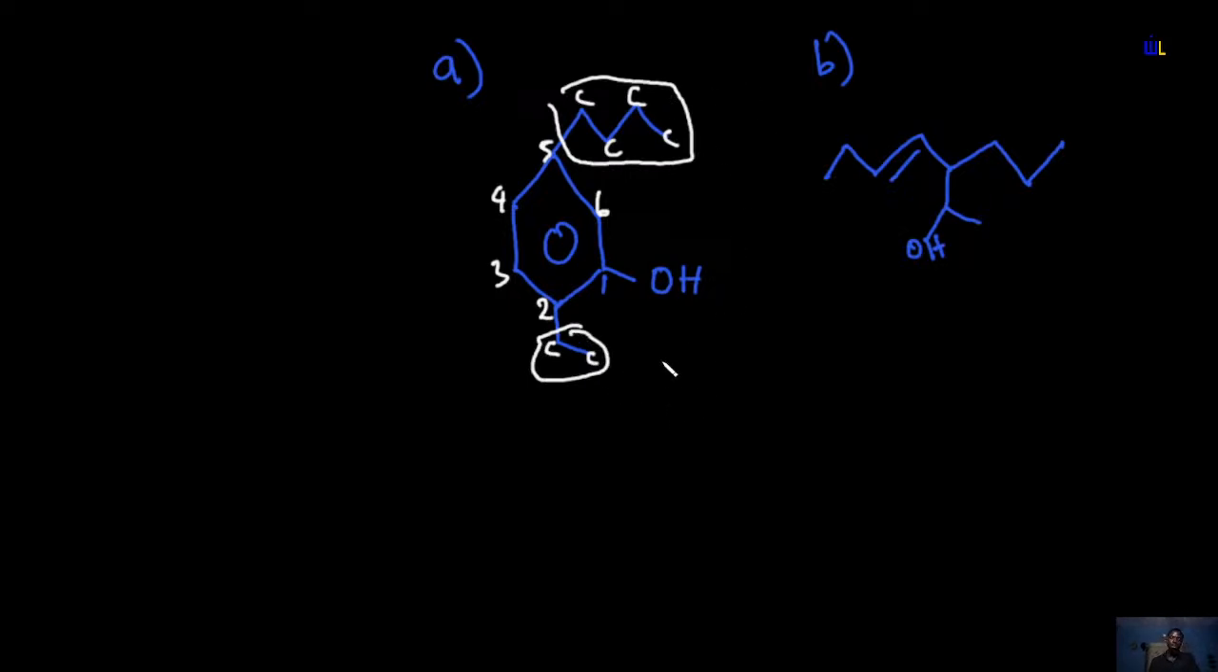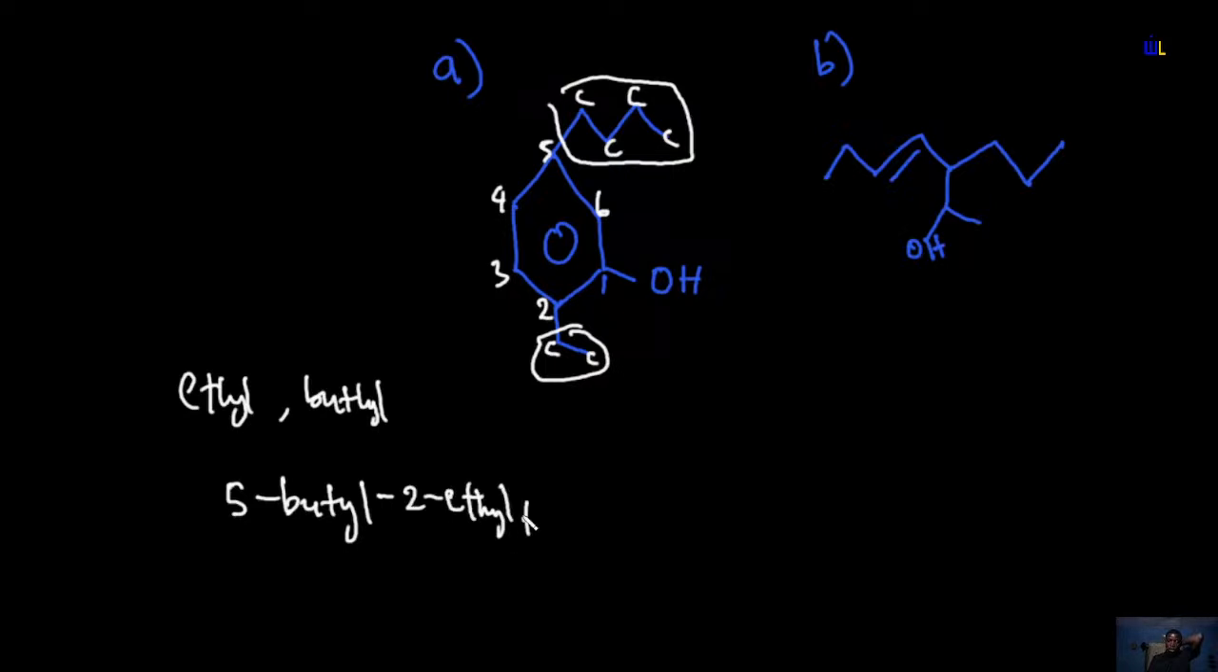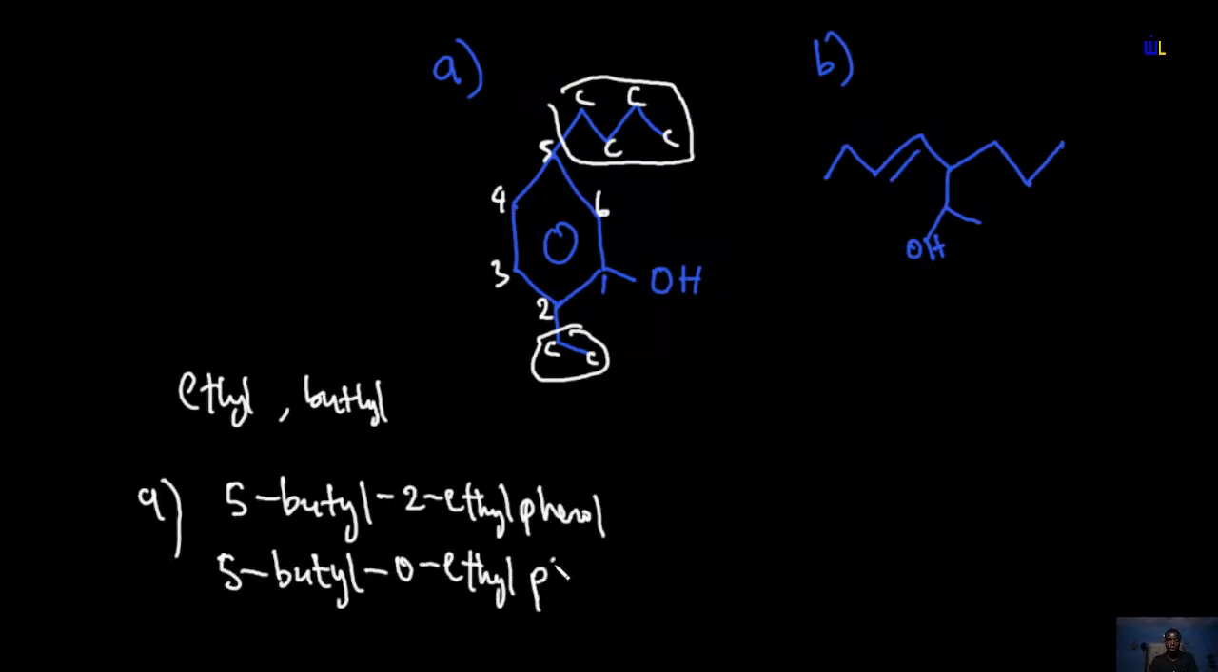So let's get to work. The implication is that the name of this compound is going to be, we have ethyl and butyl. Butyl should come first alphabetically, so we're going to name butyl first. Butyl is on number 5, so that's going to be 5-butyl, 2-ethyl phenol. So that's for A. Did any one of you get it? You could actually also call this 5-butyl-o-ethyl, that is ortho phenol. Okay, did any one of you get it?